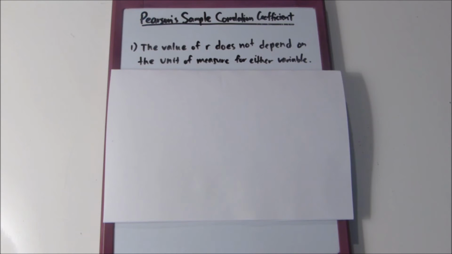Alright, so now we're going to talk about some properties of R. The first property is that the value of R does not depend on the unit of measure for either variable. You'll notice that when you're trying to find the z-score for the x and the y values, it really doesn't care what unit it's in. It doesn't matter if it's inches, feet, miles, seconds. It doesn't care at all.